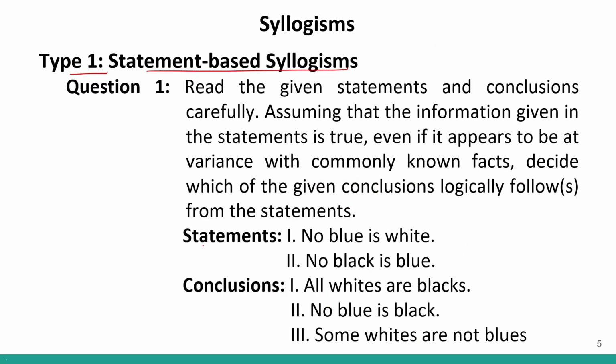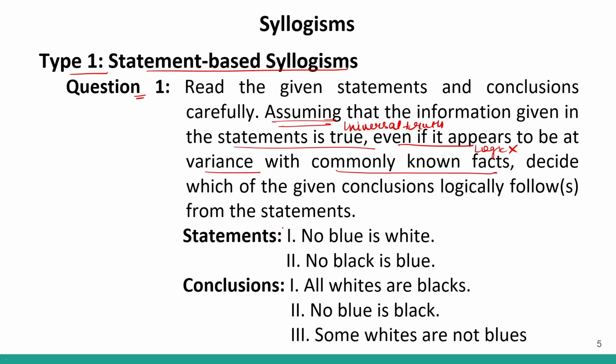So let us start with type 1, that is statement based syllogisms. Question 1 says, read the given statement and conclusions carefully, assuming that the information given in the statements is true. We have to consider this to be the universal truth, even if it appears to be at variance with commonly known facts. So that means we don't have to follow the logic, and we have to decide which of the given conclusions logically follows from the statements.